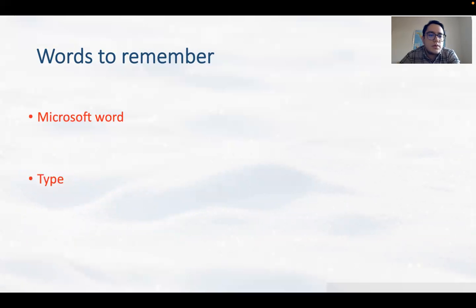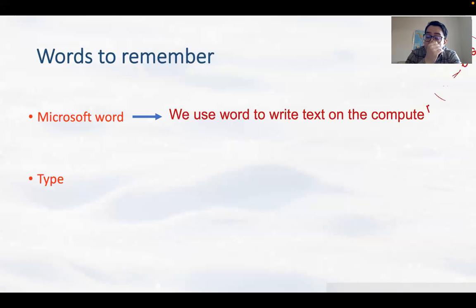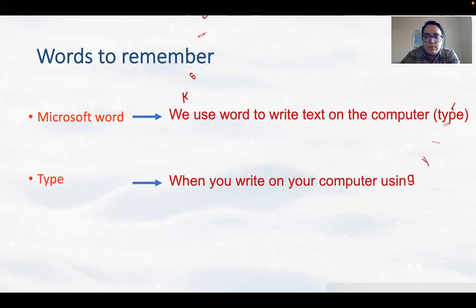Next, let's talk about Microsoft Word and type. Some words that you might need to remember for Microsoft. With Microsoft Word, we use Word to write text on the computer, or as we call it, type. So typing. What is type? When you write on your computer using your keyboard, it is called typing. So you're writing into the computer, but you're using your keyboard. That's called typing.